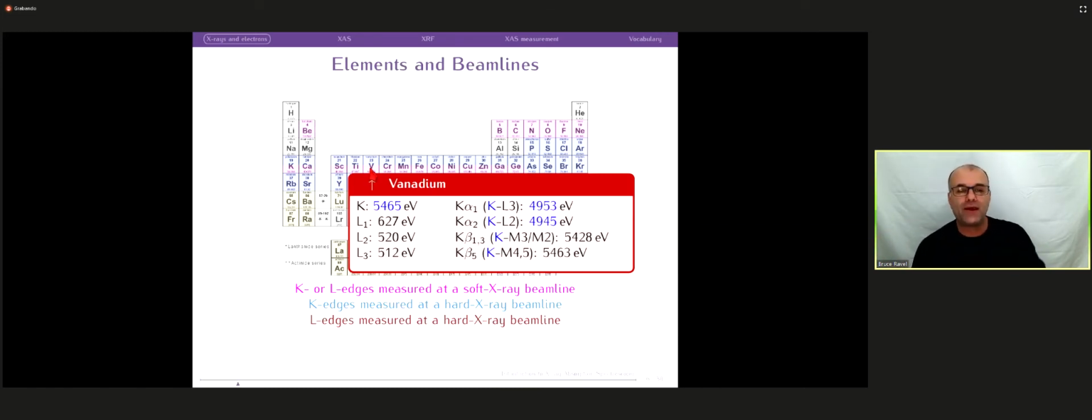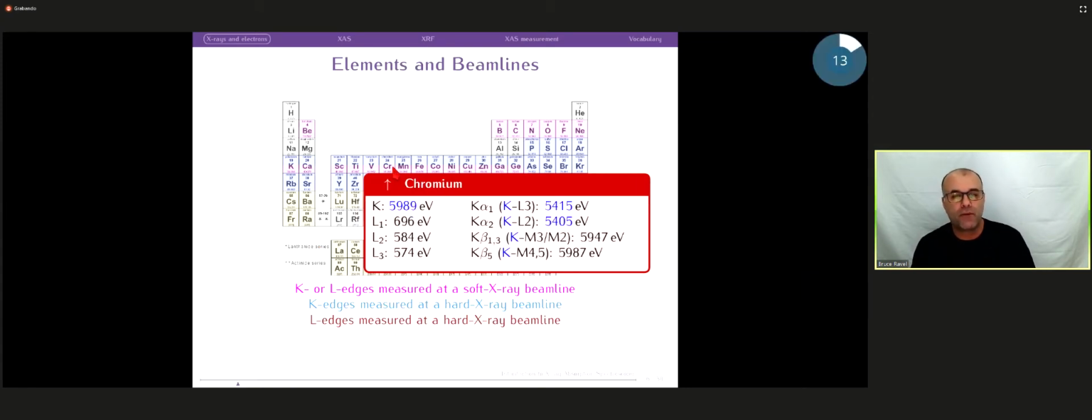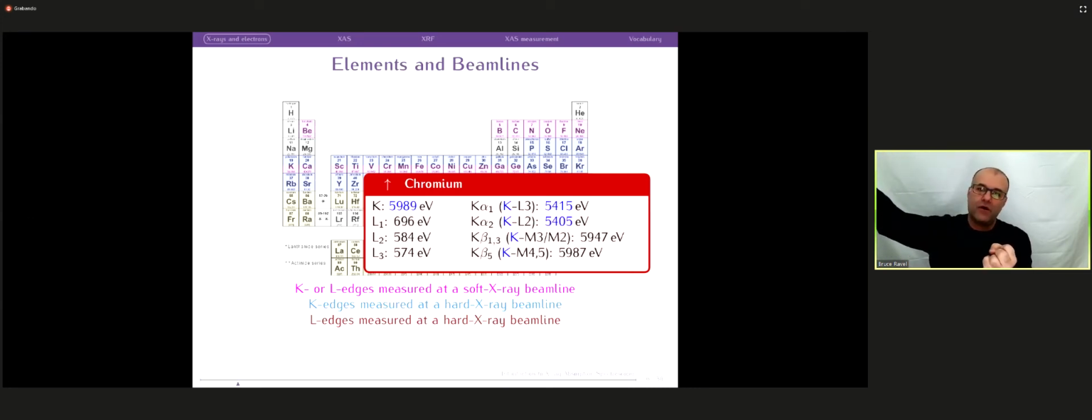So for vanadium, which is element number 23, the binding energy of the 1s electron, that is the amount of energy that you need to take the 1s electron and turn it into a photoelectron, is 5465 electron volts. If you go up by one on the periodic table to chromium, there's one more proton in the nucleus. The electron is bound a little bit tighter, and it takes 5989 eV worth of energy to take that electron out of a chromium atom.